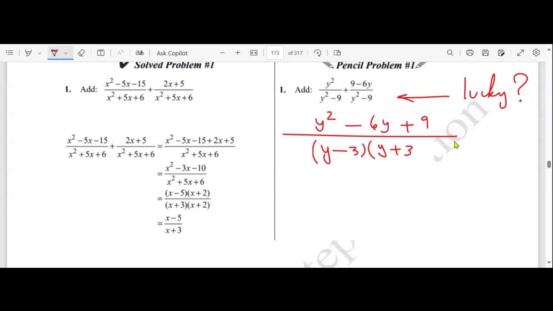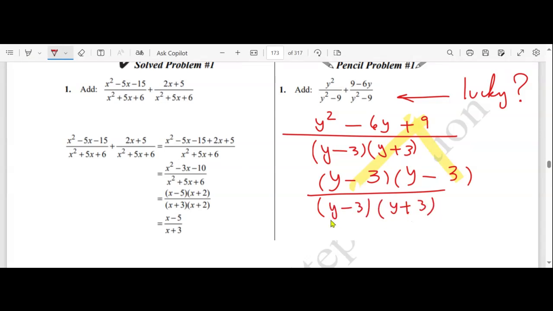Can I factor the top? Yes, factor the top. So what do you get? y, correct? 9 is what times what? 3 times 3. Minus 3, minus 3. Now to check your answer, what should you do? Multiply negative 3 times negative 3 gives you 9. And the middle is going to be negative 6y. What about the denominator? Still, we write the same denominator. Now, can I cancel y minus 3? Yes. So what's your final answer? Y minus 3 over y plus 3.